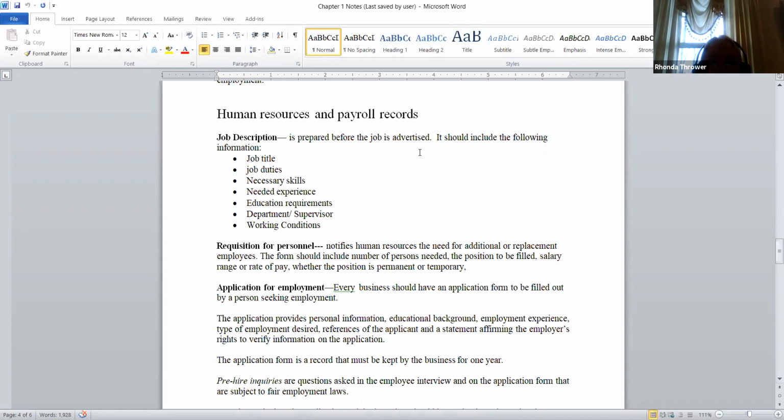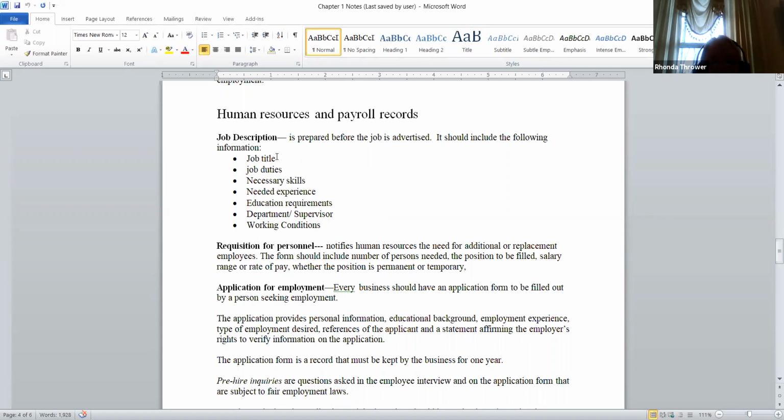advertised. It includes information such as the title or the position that they're needing, what the job duties are going to be, what type of skills are necessary, if there's any work experience needed, and any education requirements. And usually a job description tells who would be your department or supervisor and describes a little bit about the working conditions of the job.